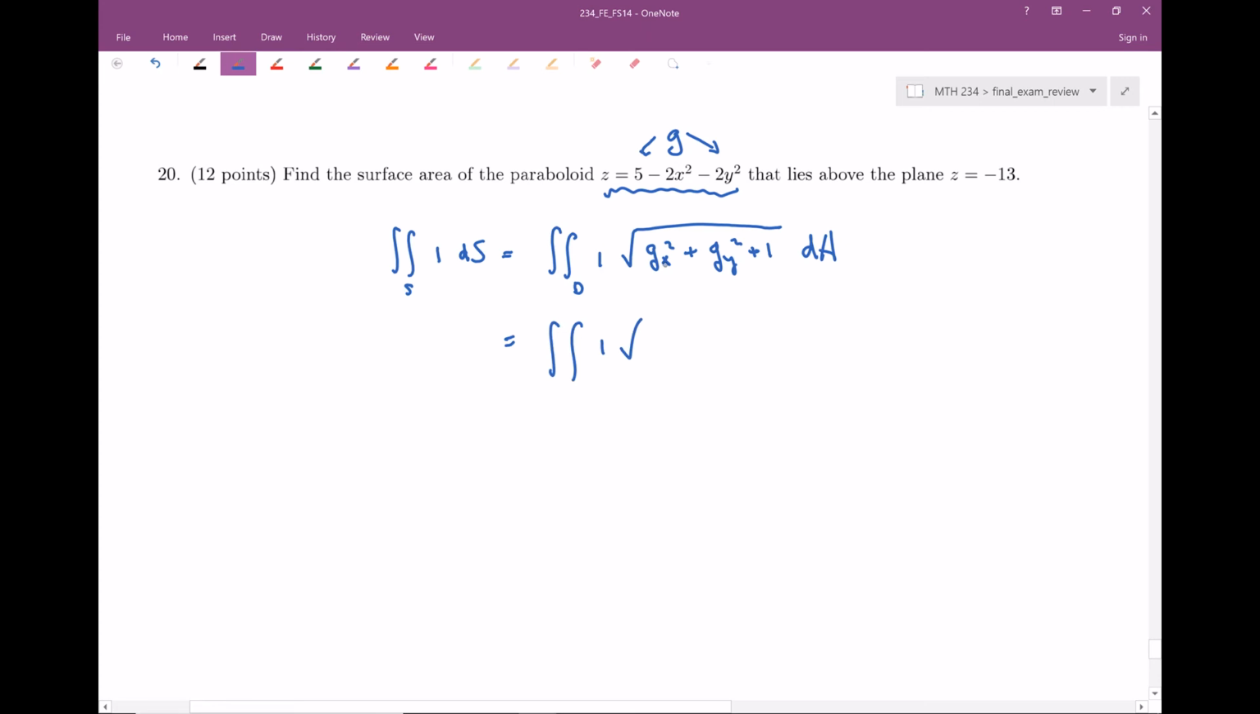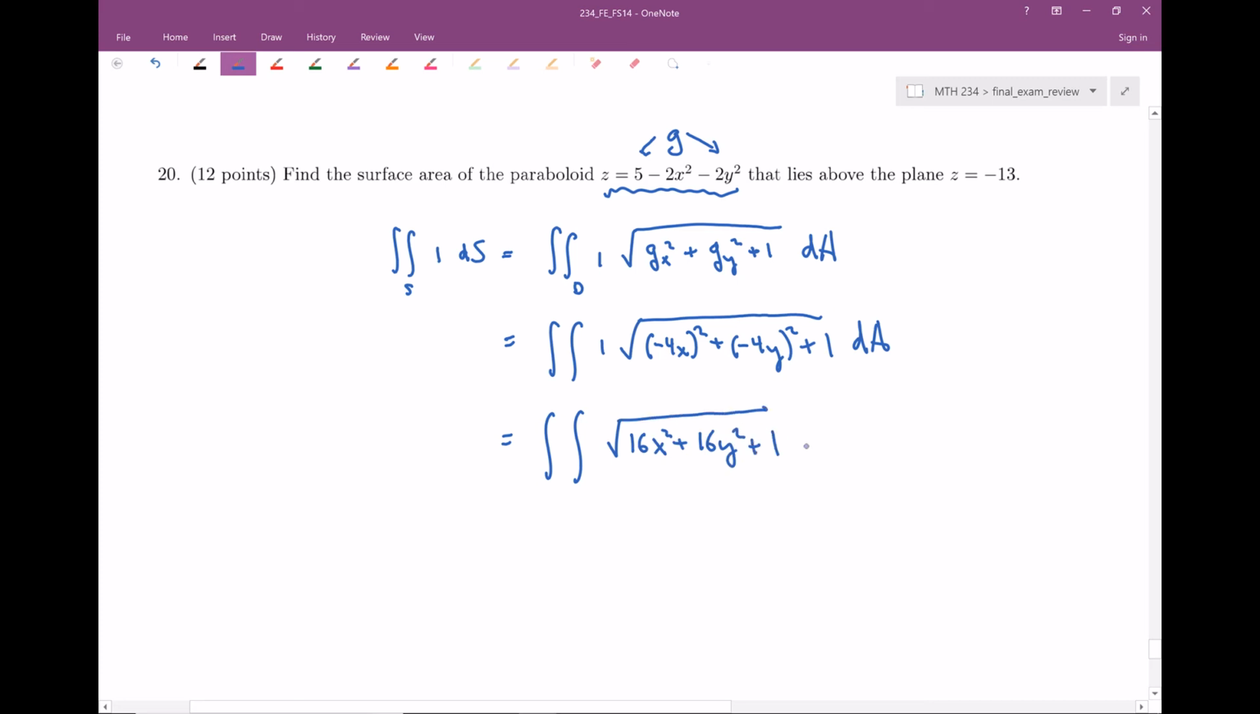So 1 and the square root of g sub x squared. If I was to take the partial derivative of this with respect to x, I would get just -4x. Forgot my negative sign. -4x, and I need to square that. G sub y squared, so this is going to be -4y, and I need to square that, plus 1. One more line of simplification here. Well, 1 times anything is just that. And so I'm going to have the square root of 16x squared plus 16y squared plus 1 dA.